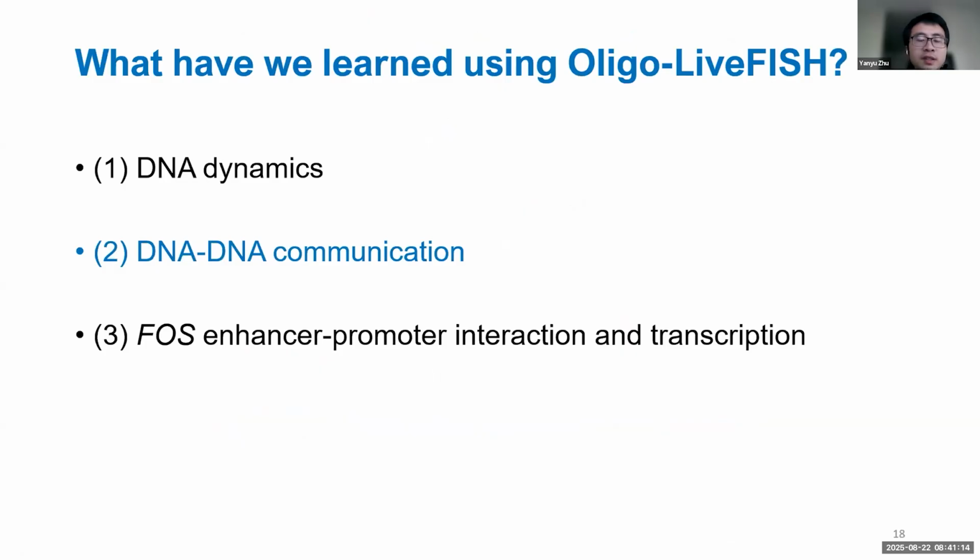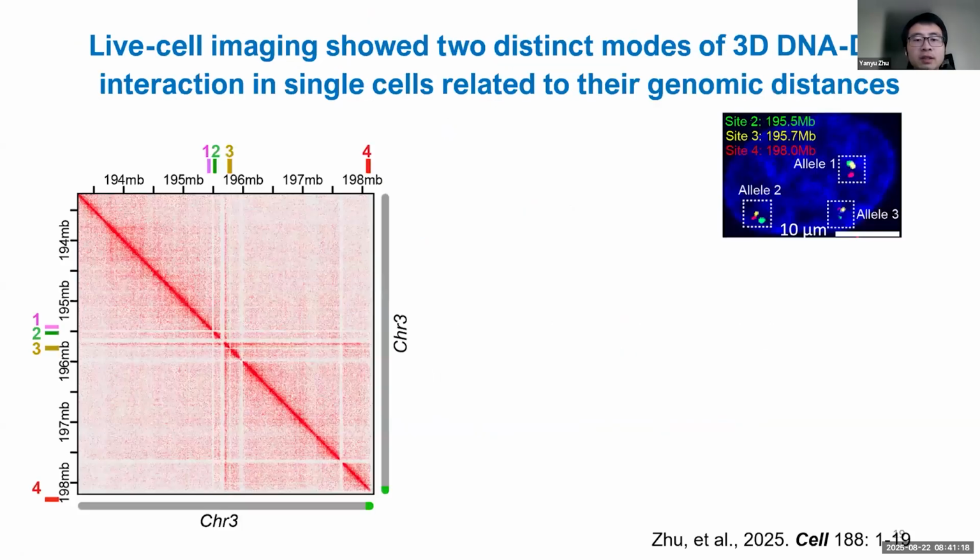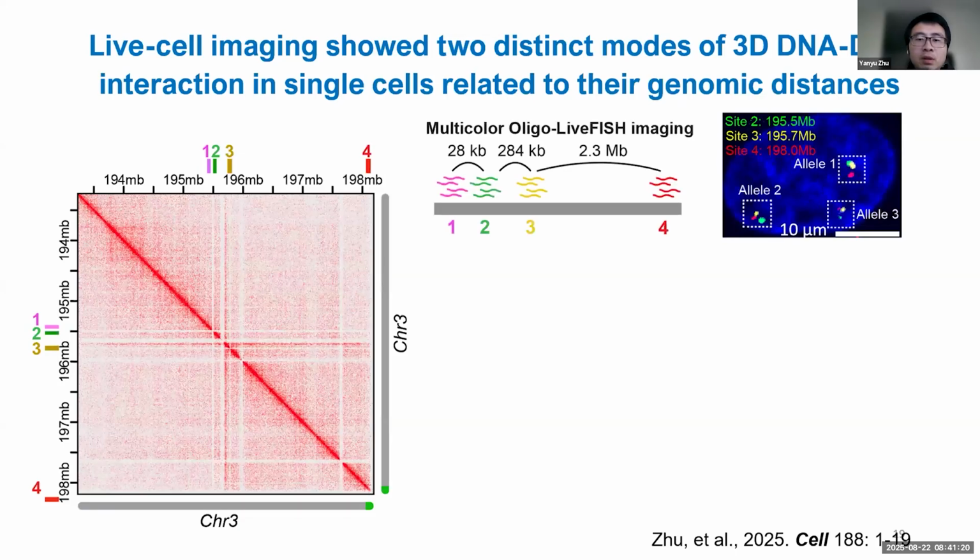So we also use this to study DNA communication. What does this mean? We wanted to know when one loci moves, how fast another loci will feel this movement. So we're using multicolor oligo-LiveFISH to study 4 sites.